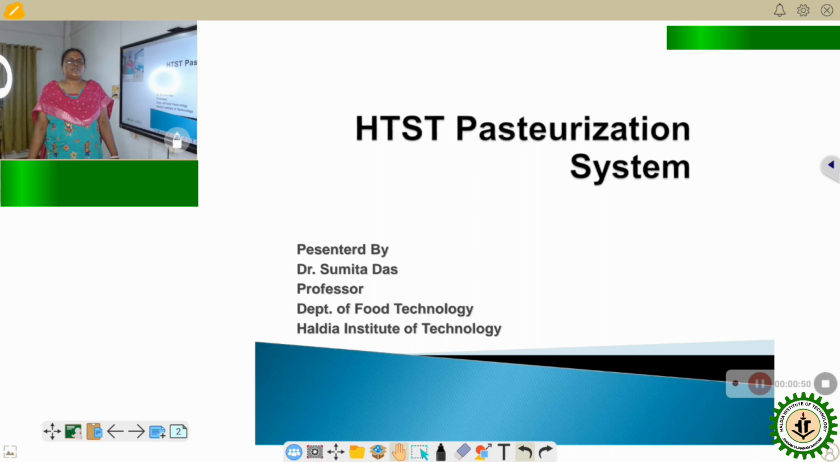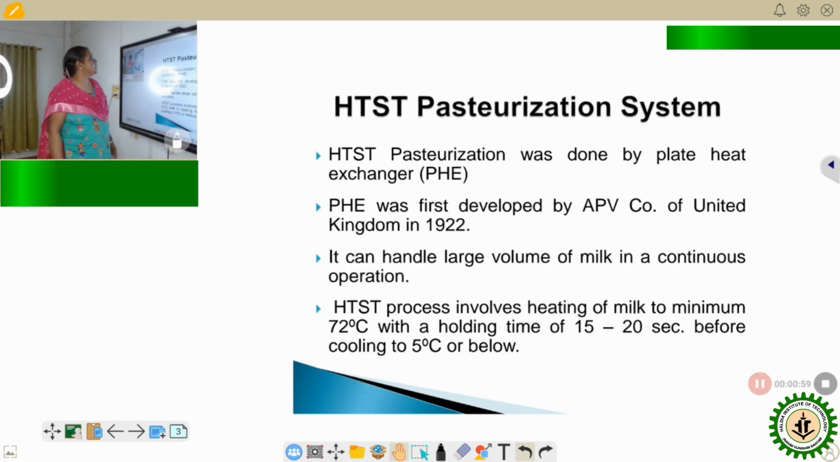So HTST pasteurization is basically high temperature short time pasteurization system. Here you all know that it is basically done using plate heat exchanger. The first plate heat exchanger for HTST pasteurization of milk was developed by APV company of United Kingdom in the year 1922. Now it can handle a large volume of milk in a continuous operation. This is the main advantage of this system.